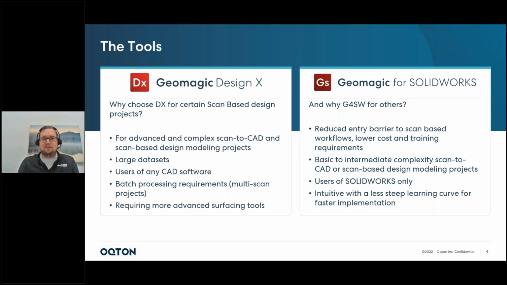Now, why would we choose Design X over something like Geomagic for SolidWorks? In our case today, we're dealing with a very large amount of scan data. So with large data sets, we can use batch processing to process that scan data in different ways and do advanced alignments. Again, complex scan to CAD projects are really what we're focusing on. We're also using more advanced surfacing tools and modeling tools.